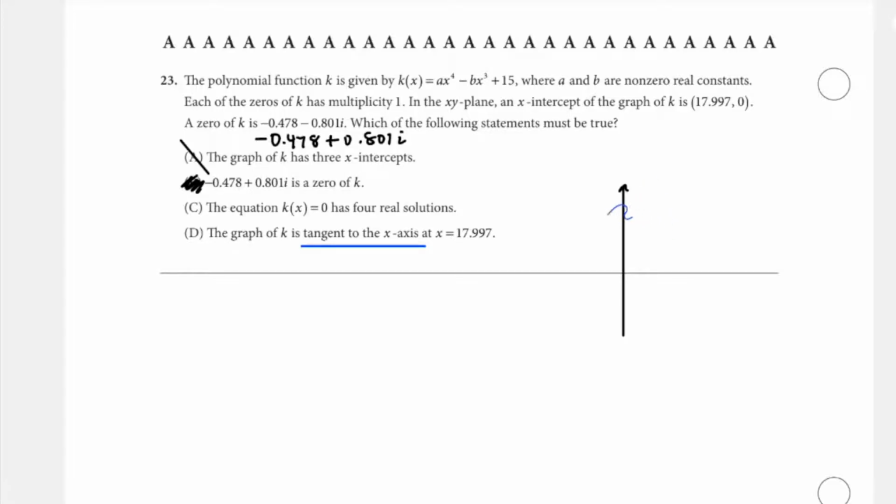you would call it like a bounce or something, like where we go. That's tangent to the x-axis right there. That's the type of situation we have when we have a double root, quadruple root, some kind of root with even multiplicity.